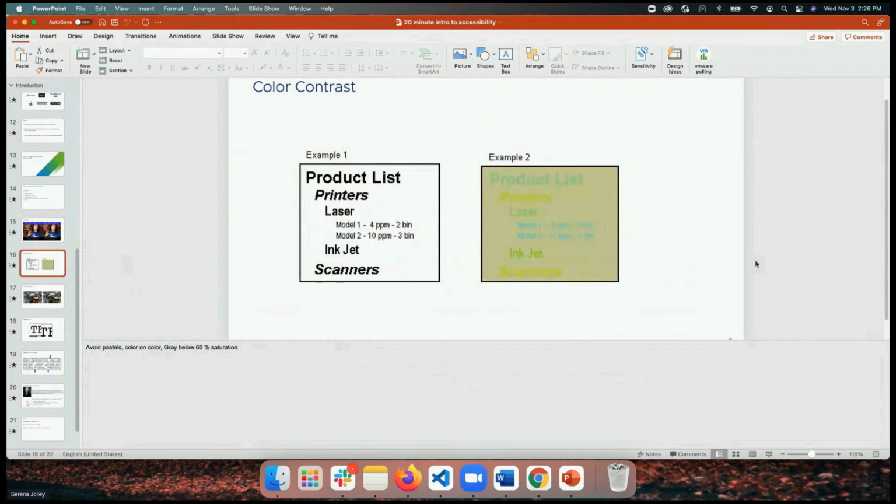Okay, next slide. So next slide is a good example and a bad example of color contrast.